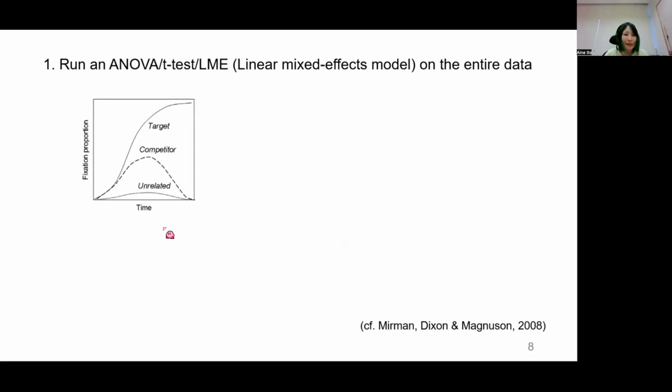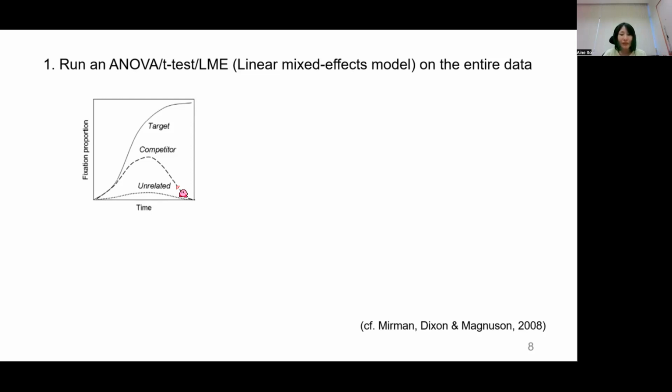We have time and fixation proportion plotted like in the traditional time course plot, right? And then we see the fixation proportion on the target increases as the time increases, and the competitor fixation increases and then decreases, right? And the unrelated condition is relatively low throughout the time, right? If we wanted to compare fixations to the target, competitor, and unrelated condition, we could run an ANOVA or t-test or LME on the entire data, right?